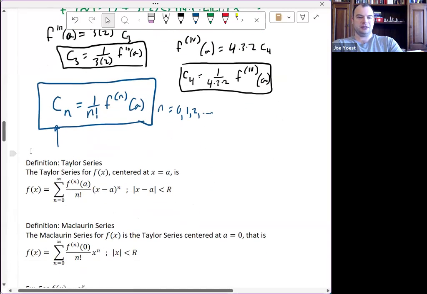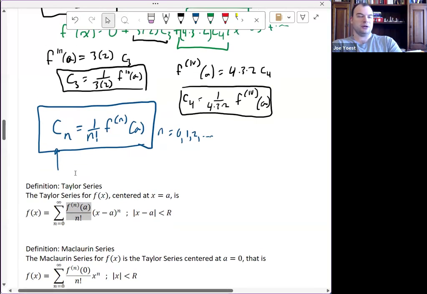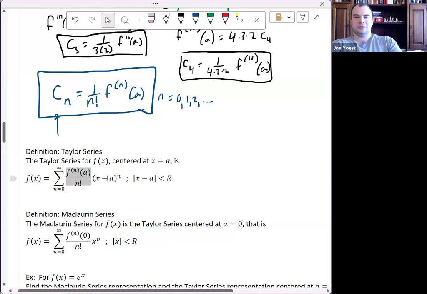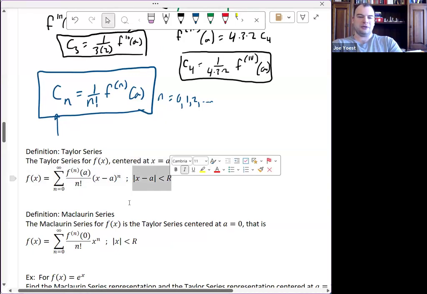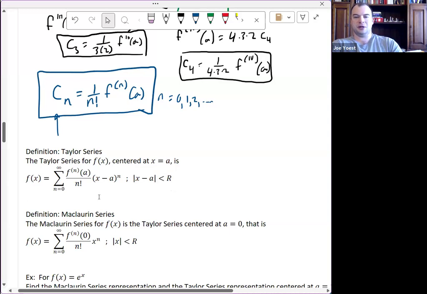Okay, so what's our definition of Taylor series? The Taylor series for f of x, provided it converges and so on, centered at x equals a, is f of x equals the sum from n equals 0 to infinity of the nth derivative of f at a over n factorial, that's what we just came up with, what all those coefficients are, times x minus a to the n. And this is provided that the absolute value of x minus a is less than r, the radius of convergence.